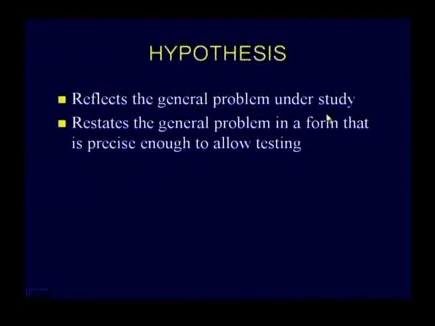Hypothesis. We have already talked about this concept in one of our previous lectures. Here we will see how to scientifically write down your hypothesis. A hypothesis reflects the general problem under study, and restates the general problem in a form that is precise enough to allow for testing. If you remember, we called the hypothesis a tentative answer, an educated guess. And we said that a hypothesis should always be written in a declarative form, which is testable.